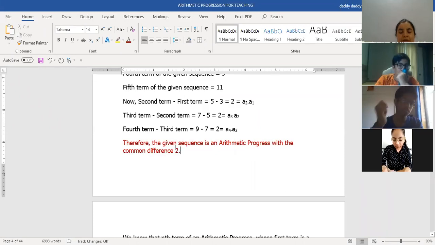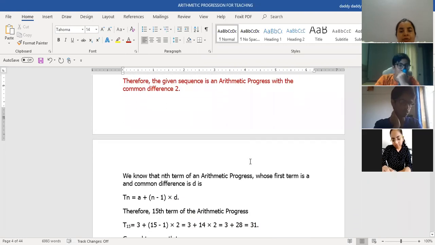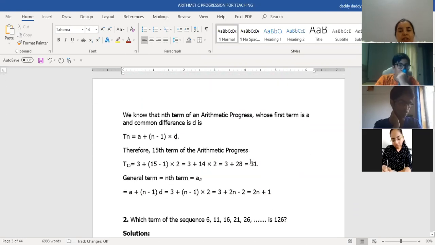Or you can write in your words that the given sequence is an AP as all the differences are constant throughout, which is equal to 2. Second part is that you have to find out the specific term, 15th term.